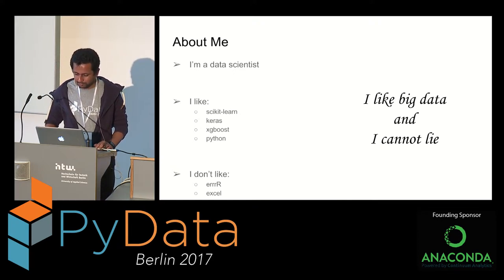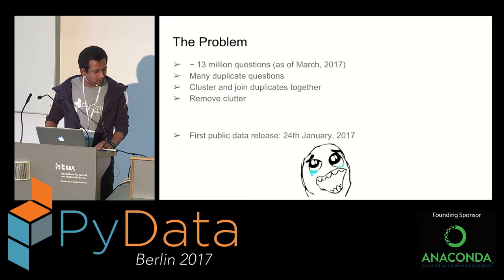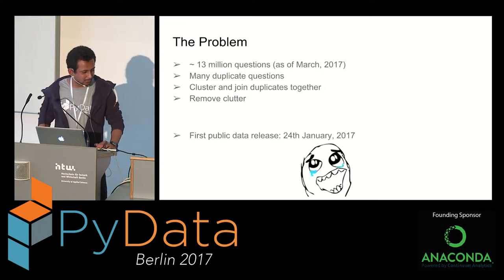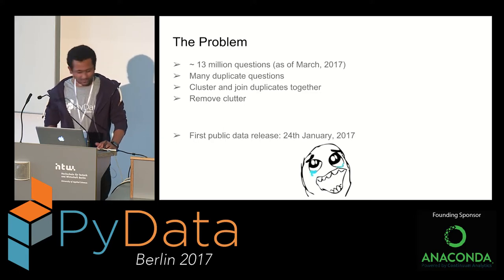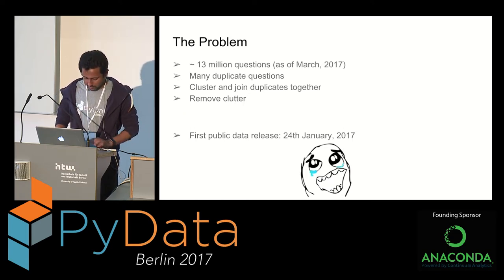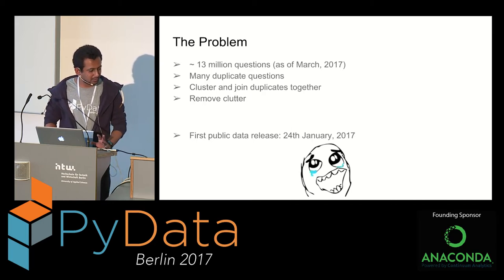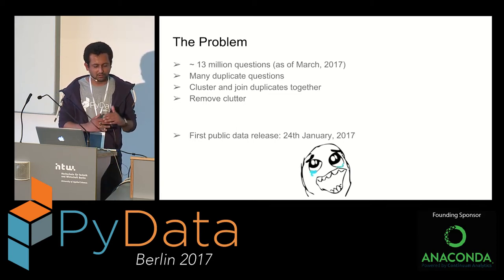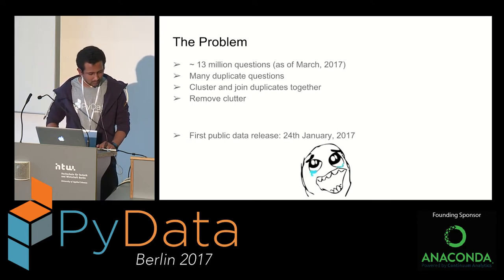So now let's look at the problem I'm going to talk about today. Quora is a question answer website driven by the community. Users ask questions and other users provide answers. It's fun to use when you have a lot of important things to do and you want to procrastinate. As of March this year, Quora had 13 million questions, and I found this in one of Quora's answers, so I don't know if I can trust that. With so many questions, it's obvious there are going to be a lot of duplicates, and it's not a good idea to store the duplicates and ask users to answer those duplicate questions again. So it's better to cluster them and merge them.